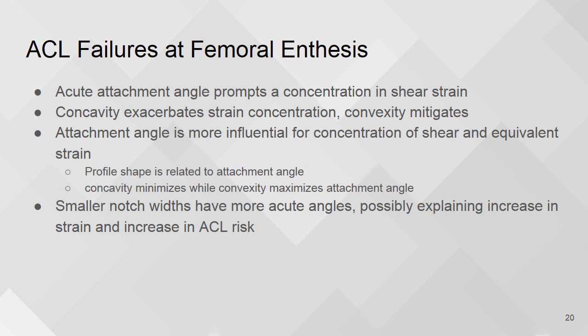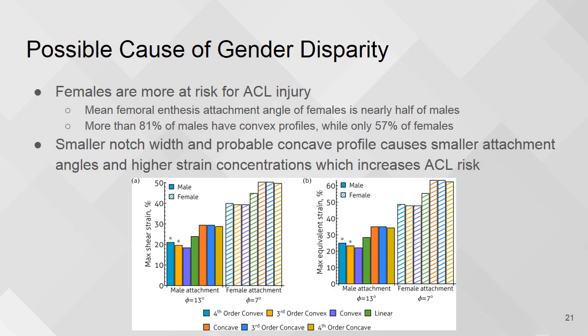Concentrations of strain due to an acute attachment angle also possibly explain the increase in ACL injury risk for smaller femoral notch widths, since those with small notch widths generally also have more acute attachment angles. The strain concentrations correlated with more acute attachment angles is also a possible reason why females are more susceptible to ACL injuries than males. According to Beaulieu et al., the mean femoral attachment angle of females was found to be nearly half that of males.